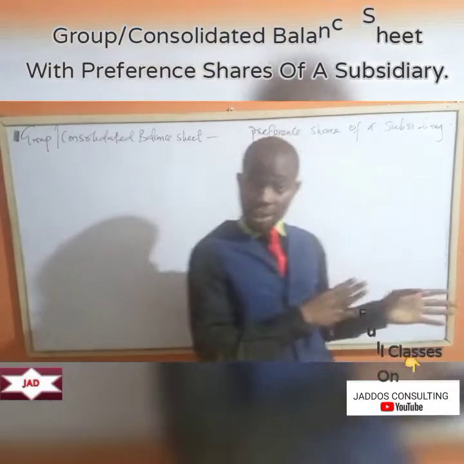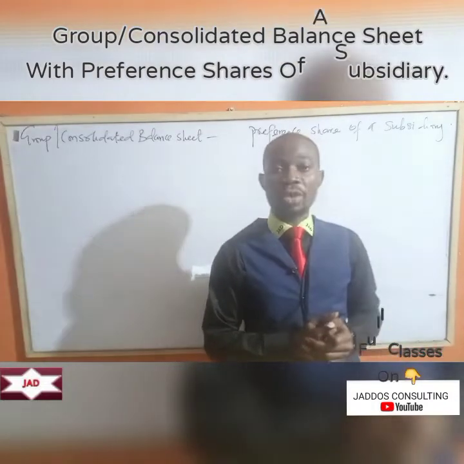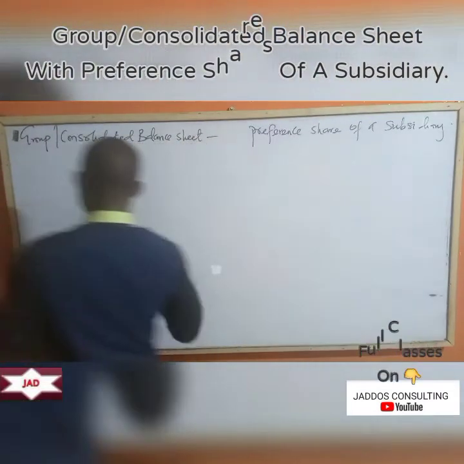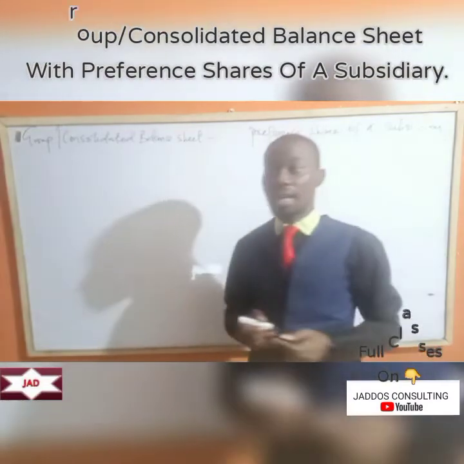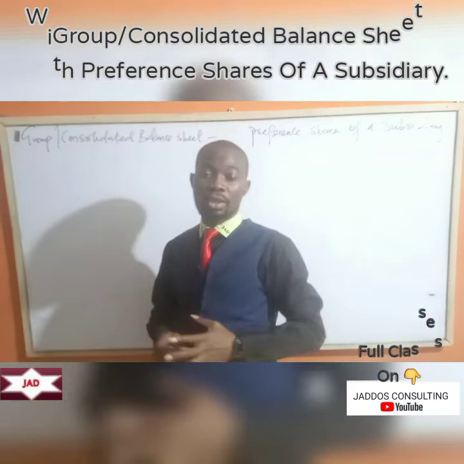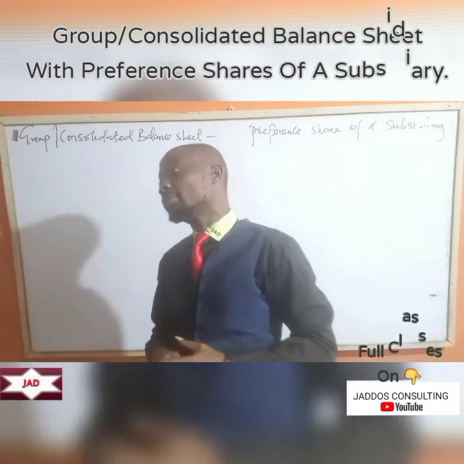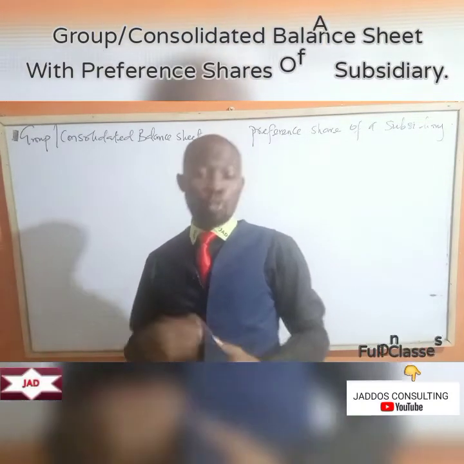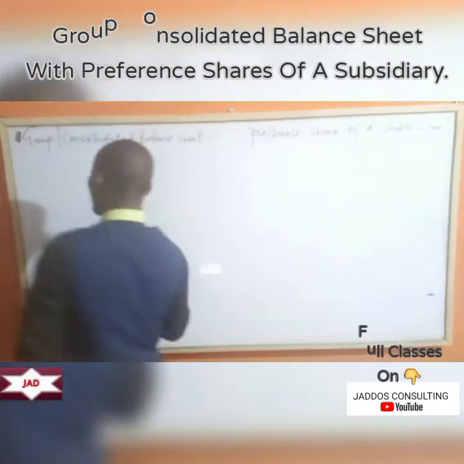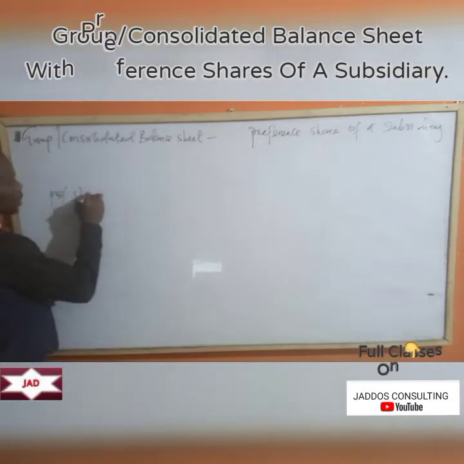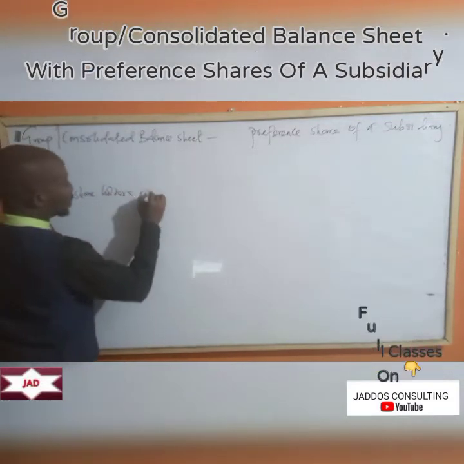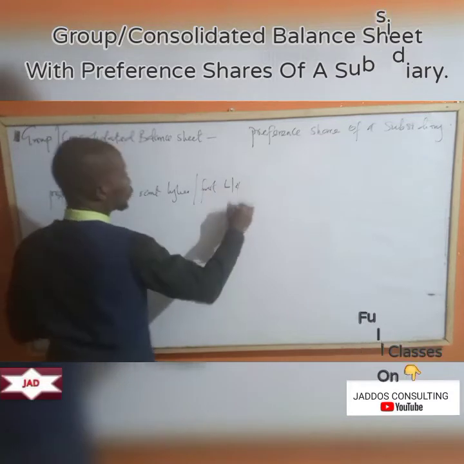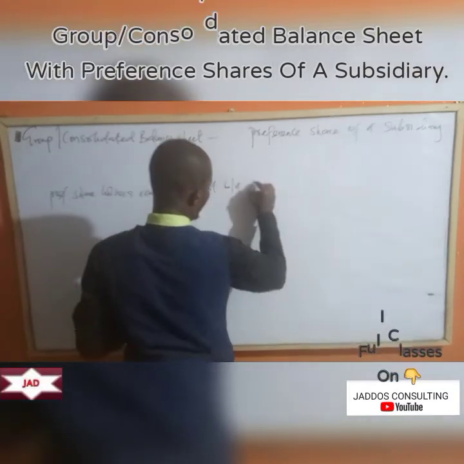So it's also a share in a company, but in this case the shareholders are given preferential treatment. So they rank before ordinary shareholders. So if you're going to make payments to shareholders in terms of interest, or let's say dividends, preference shareholders will come before ordinary shareholders. They rank higher, or should we say first, before ordinary shareholders.